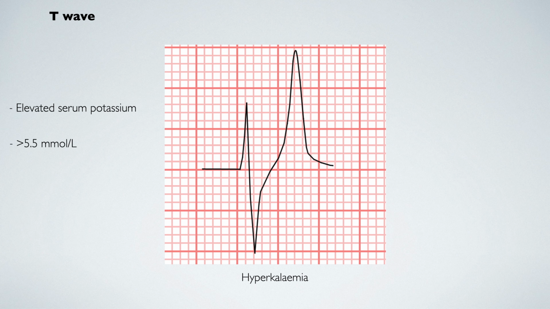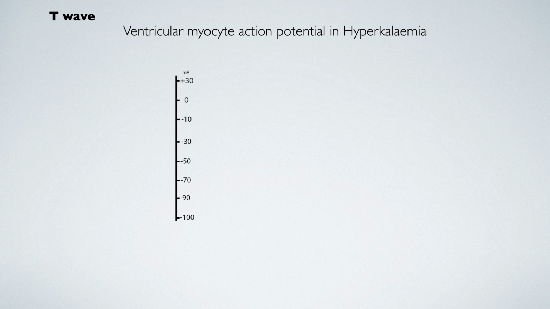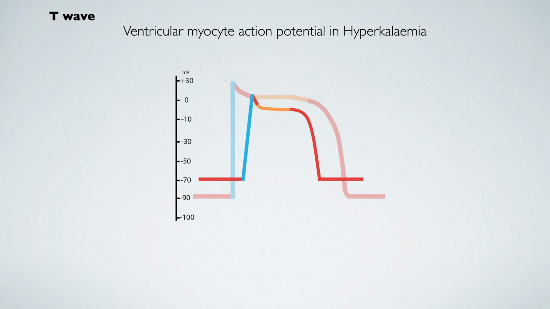The raised potassium has an impact on the heart at a cellular level. It causes abnormalities in the ventricular myocyte action potential. For example, the cell's resting membrane potential becomes less negative. The overshoot becomes more gradual and prolonged, and the overall duration of the action potential is shortened significantly.